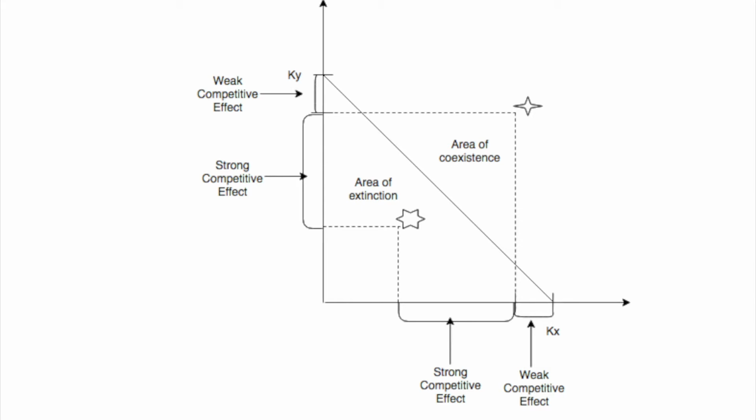This can be shown in graphical format. Kx and Ky are the carrying capacities, or the maximum population size that can be sustained by a given area, for species X and Y. The star P1 denotes the coexistence of two species when interspecific competition is weak. The star P2 denotes the extinction or non-coexistence of two species when interspecific competition is stronger than intraspecific competition.